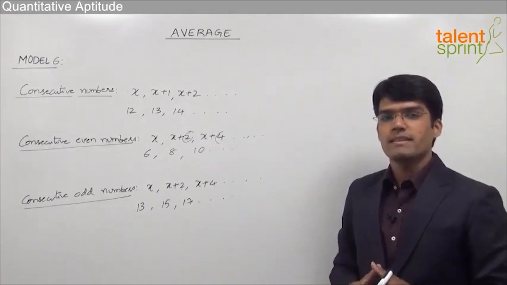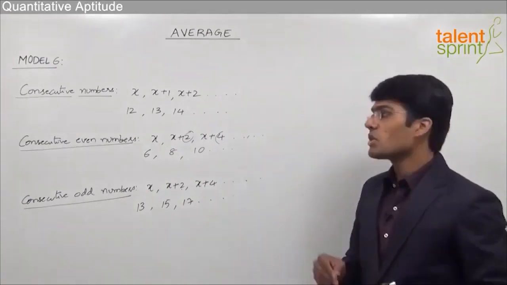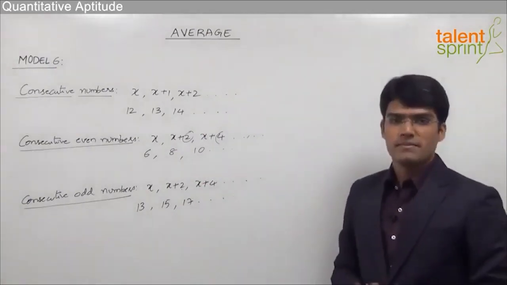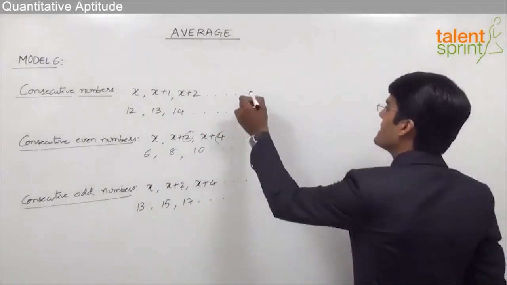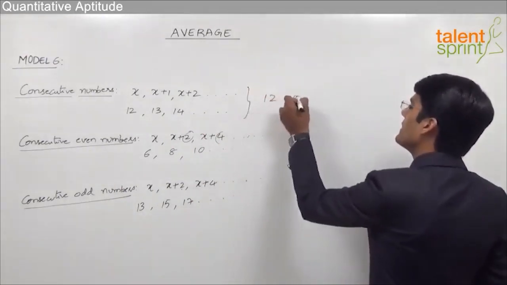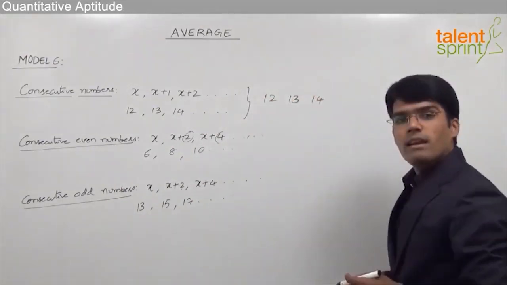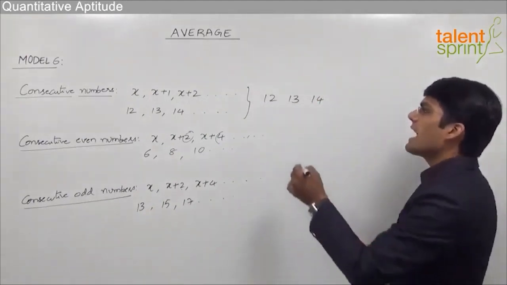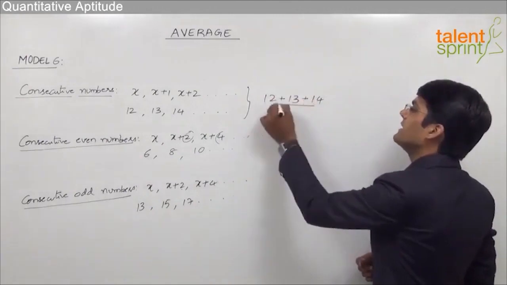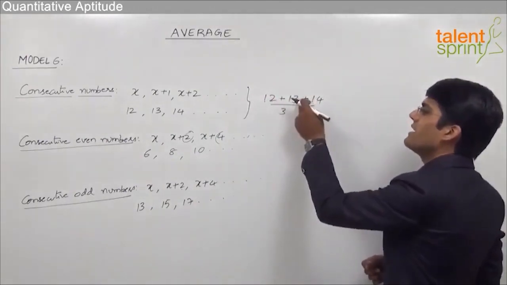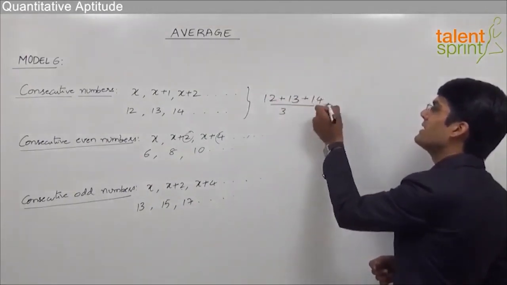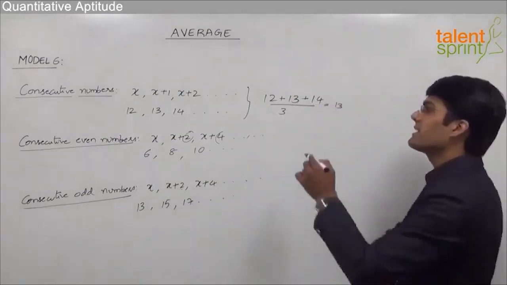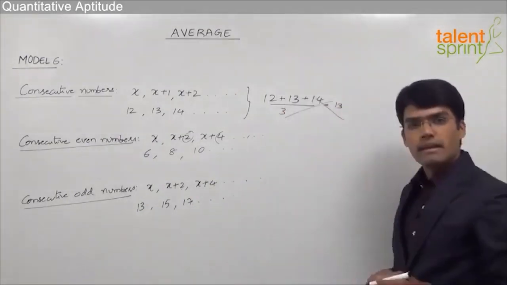Now the point here is, how do we get the average of consecutive numbers? For example, let's take the consecutive numbers 12, 13 and 14. Now to find out the average of three consecutive numbers, we need not add all of them and divide by 3. That is 12 plus 13, 25 plus 14, 39 by 3, which is equal to 13. This calculation is not required.